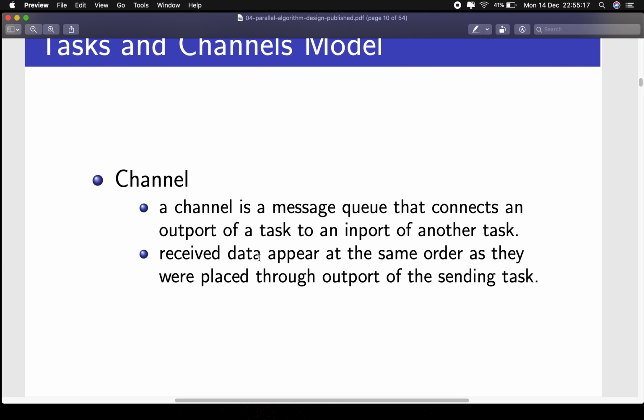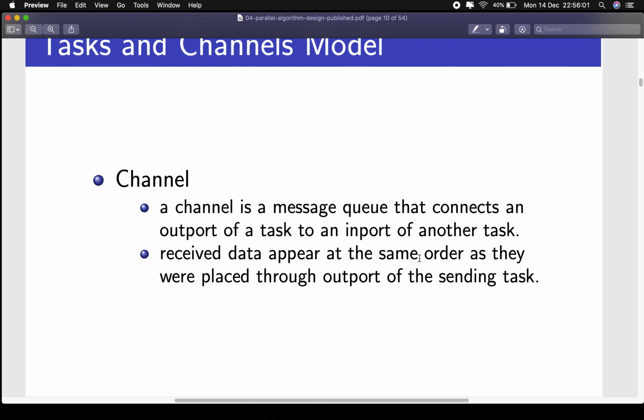Let's say you try to open multiple applications. This is just an example. You give a message to your computer to open 2 applications in one time. You're going to have a queue using a channel, but let's say you instruct it to open them in parallel. That's why you can also have the same order as they are placed through the output of the sending task. So you open them similarly and together, in parallel.